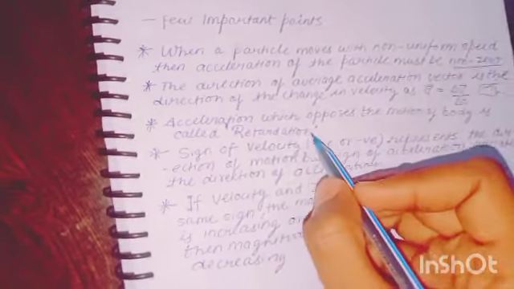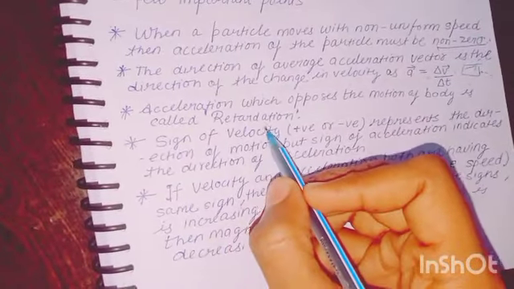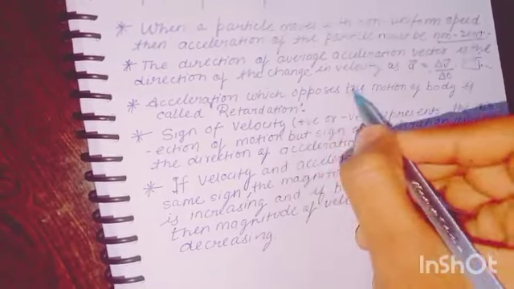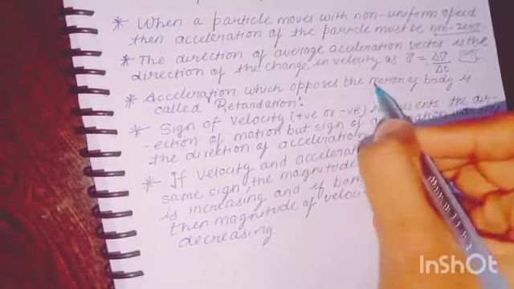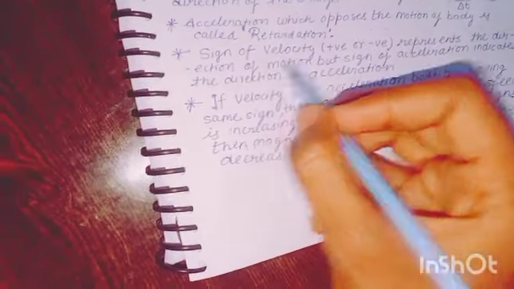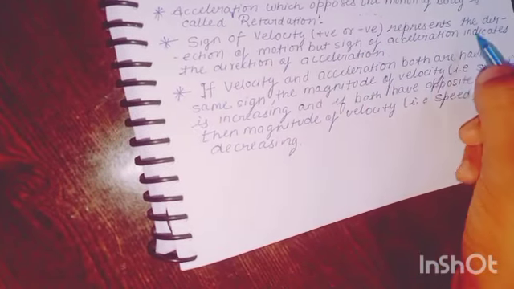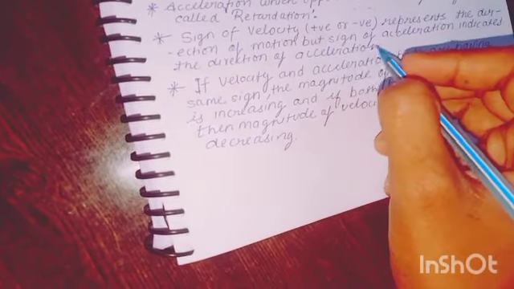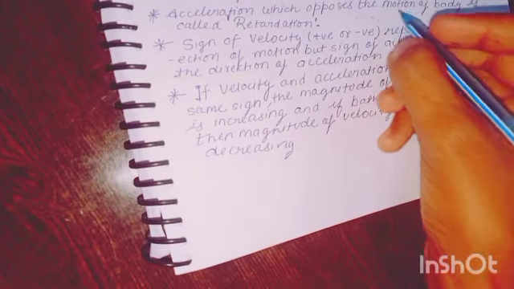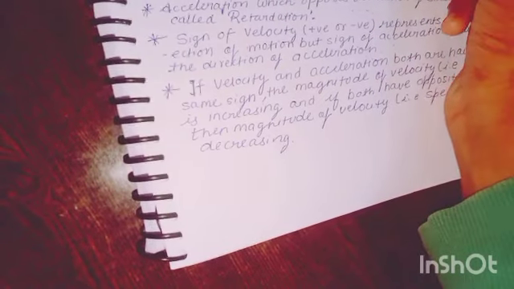Acceleration which opposes the motion of a body is called retardation. Retardation is not decreasing acceleration, it is that acceleration which opposes the motion of the body. Sign of velocity represents the direction of motion, but sign of acceleration indicates the direction of acceleration. Here, the sign of velocity represents the direction of motion that it is doing.